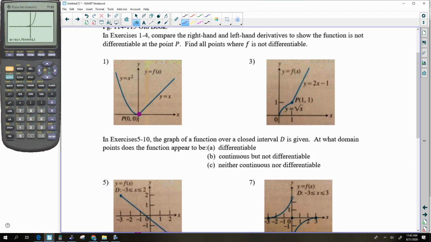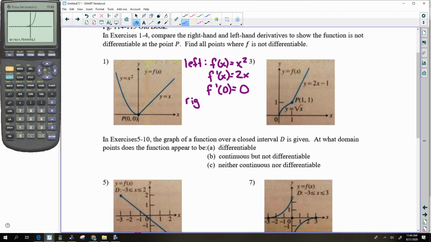They say, look at the left-hand and right-hand derivatives. All right, so what we notice on this left-hand side is that this is a parabola. So if the left-hand side is f of x is equal to x squared, that implies that the derivative is equal to 2x. What is that derivative at 0? Well, it says that it's 0.